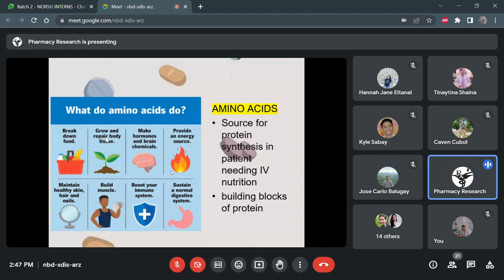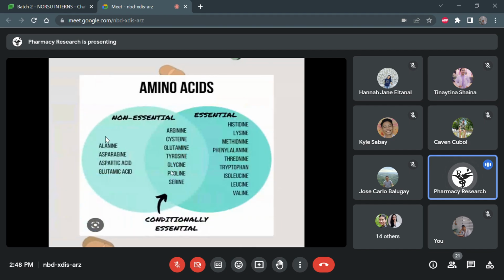So amino acids do in our body is to break down food, grow and repair body tissue, make hormones and brain chemicals, provide an energy source, maintain healthy skin, hair and nails, build muscle, boost your immune system, and sustain a normal digestive system. So amino acids contain non-essential and essential amino acids and conditionally essential amino acids.